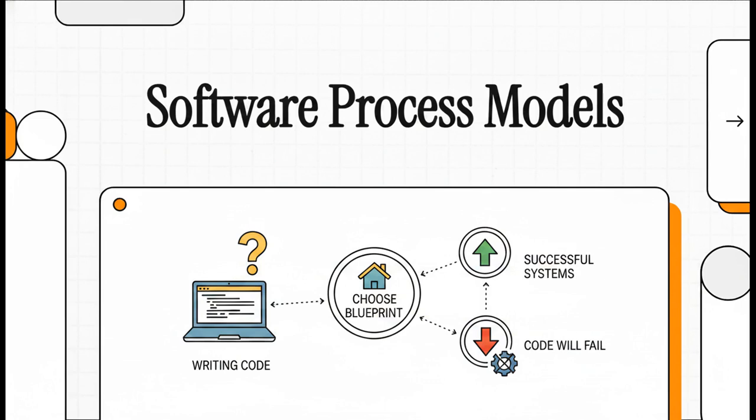Today, in this explainer, I'm going to teach you how we actually choose the blueprint to build successful systems. Because here's the reality. If you choose the wrong software development process model for a project, your code is going to fail before you even write the very first line.